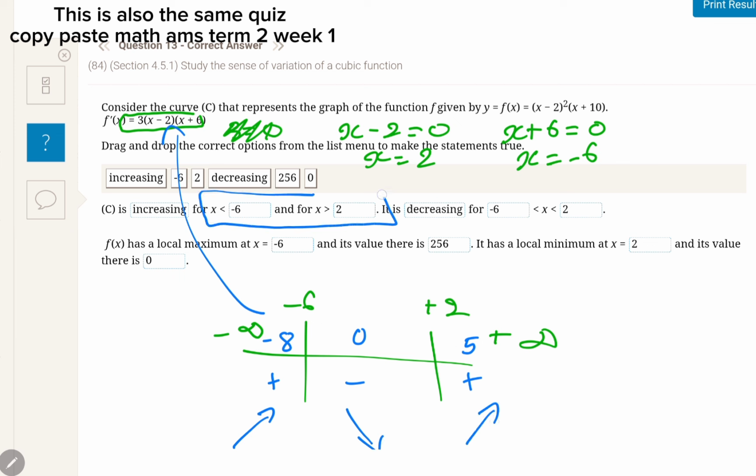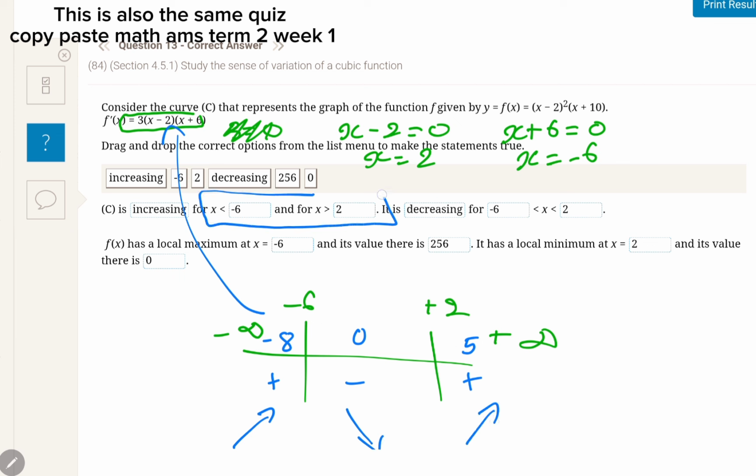And it has a local minimum at x is 2. Because look, this is the maximum. This is my minimum, right? So this is the minimum. And what's its value there? If you substitute it over here, you will get the answer to be what? To be 0. We'll move on to question number 14.